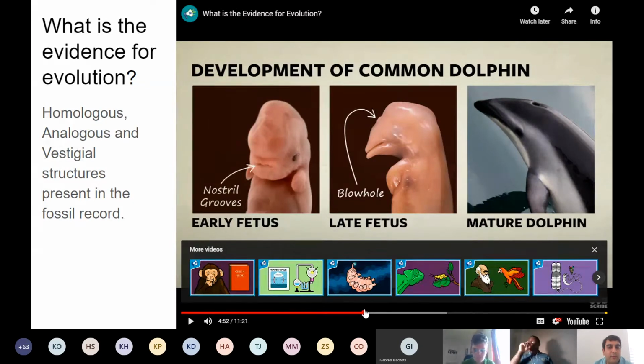But again, these fetuses that you're seeing are so early in development. They're still being developed. When it's talking about that blowhole, what we're looking at here is like a mix between muscle and bone. The muscles and bones are not even fully formed yet.